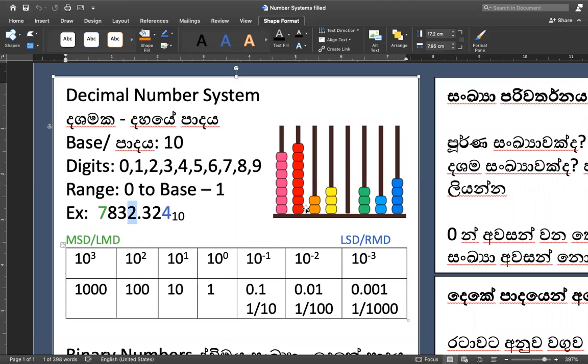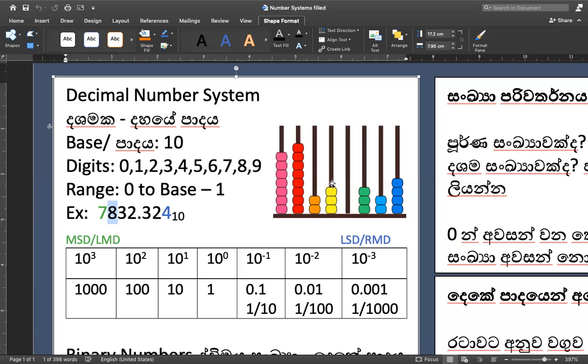Then it is 10 to the power 1, 10 to the power 2, 10 to the power 3. 10 to the power 1 is 10. 10 to the power 2 means 10 into 10. 10 to the power 3 is 10 into 10 into 10. So the positional value of 3 is what? It is 10 to the power 1, which is 10. Positional value of 8 is 10 to the power 2, which is 100. Right? Positional value of 7 is 10 to the power 3, which is 1000.